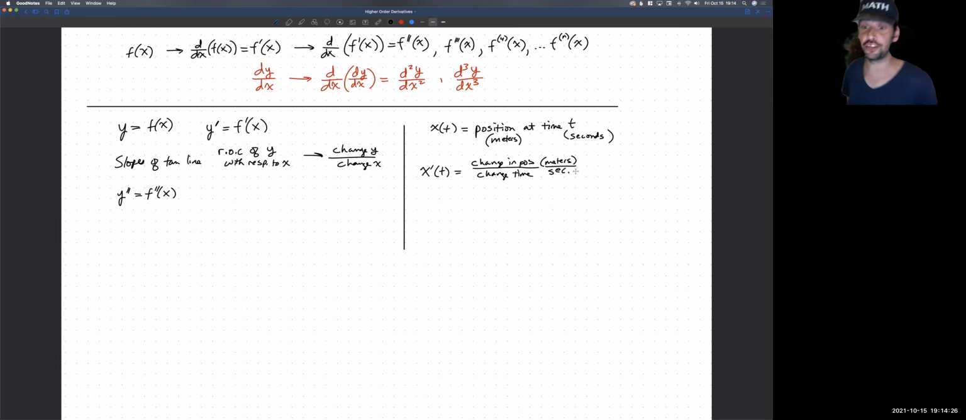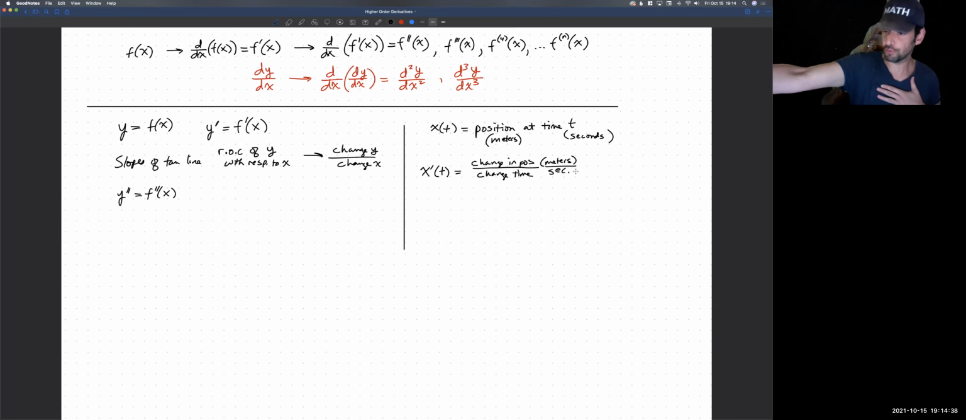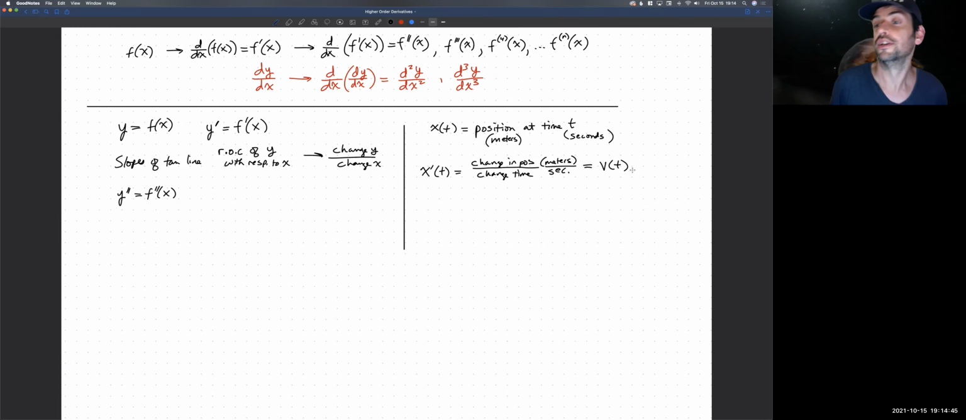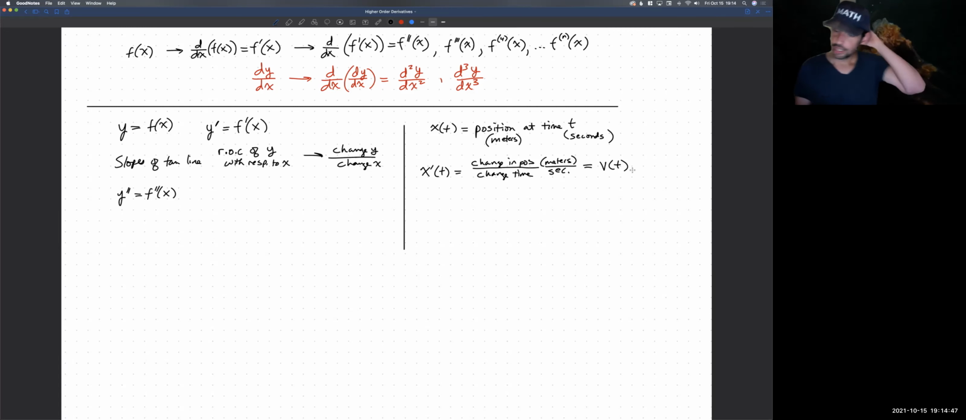So how your position changes as time changes is a measure of velocity, right? I'm moving that way 4 meters per second. That means if a second goes by, my position will change by 4 meters. I'll be 4 meters in that direction. The next second, 4 more meters. We call this velocity, v of t, right?